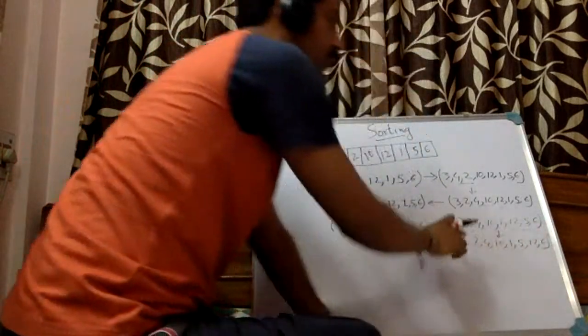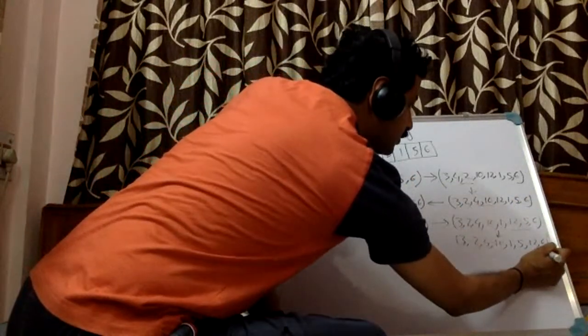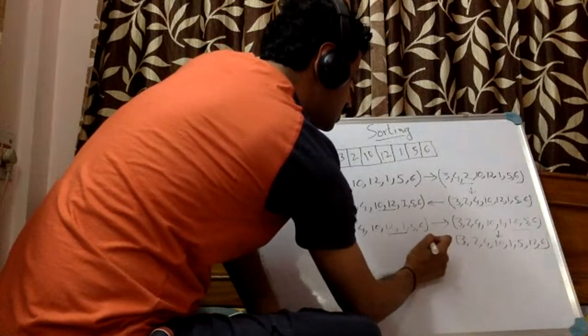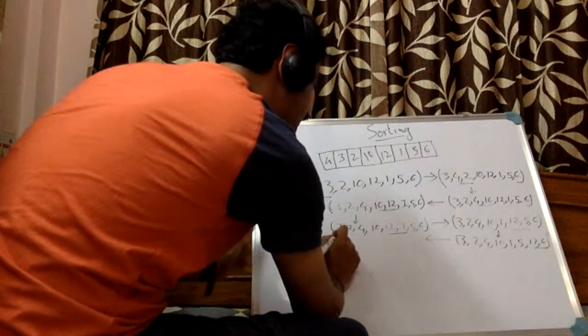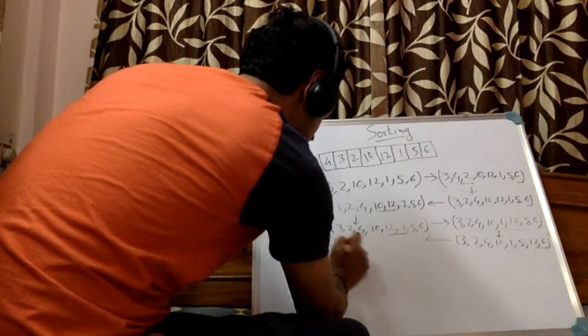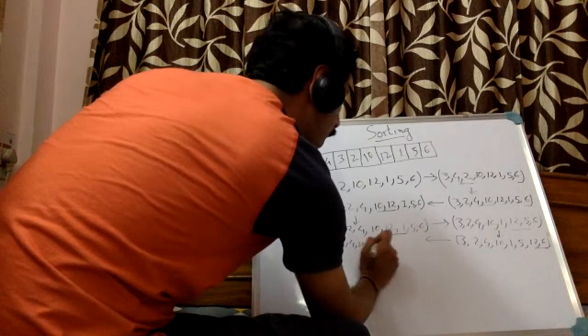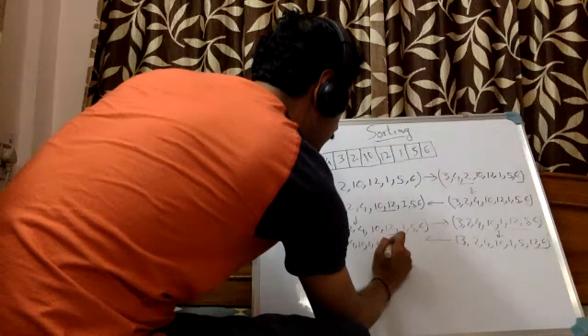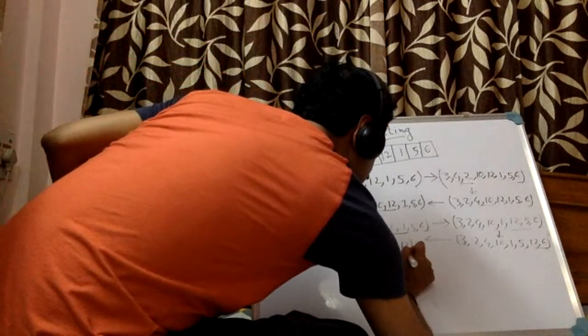So you can see what we left is the last two digits. So in this pass, actually, we have to sort to the final one as 3, 2, 4, 10, 1, 5, 6, 12.